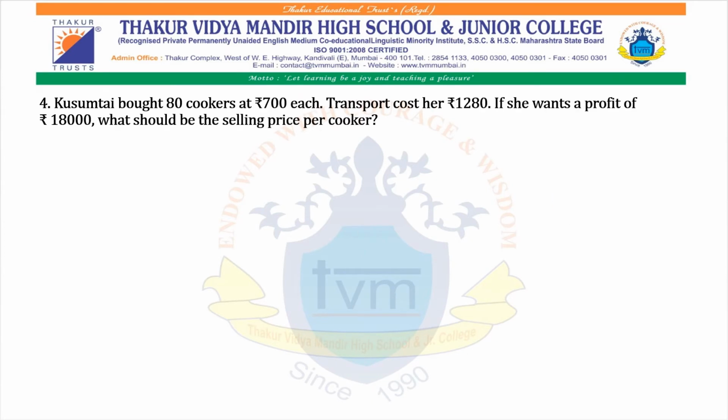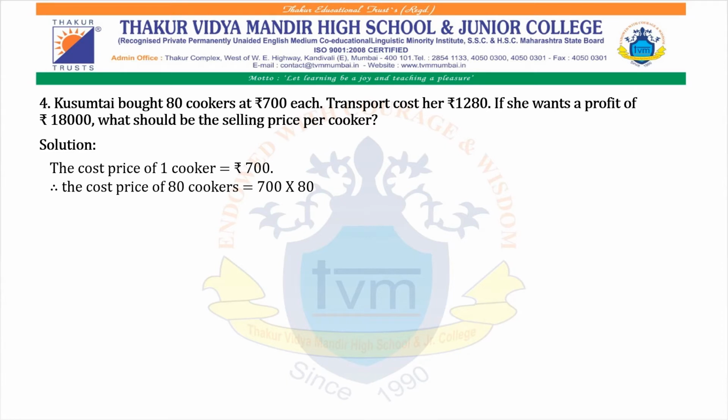Question 4. Kusumtai bought 80 cookers at rupees 700 each. Transport cost her rupees 1280. If she wants a profit of rupees 18,000, what should be the selling price per cooker? Solution. The cost price of one cooker is equal to rupees 700. Therefore, the cost price of 80 cookers is equal to 700 into 80, that is rupees 56,000.